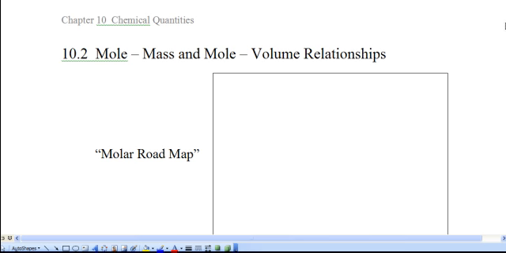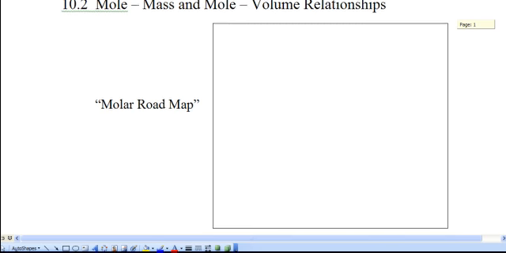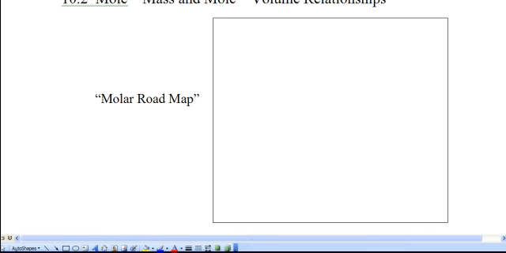The first thing we want to do is go back over and review what we've talked about already concerning doing conversions. And the first one that we showed you how to convert between, and we're going to be drawing this in this box, we're going to draw what's called the molar roadmap. The first thing that we showed you how to convert between was between moles and particles.